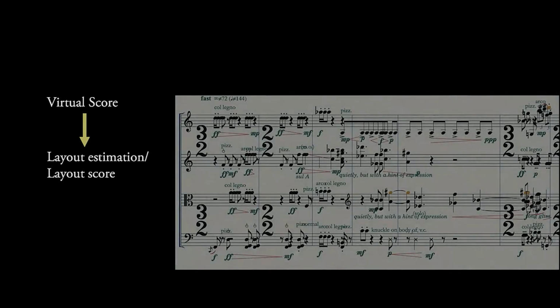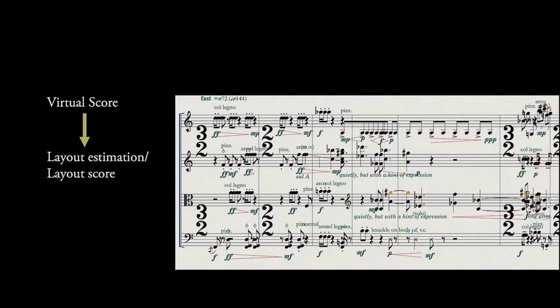From the virtual score, we need to figure out, okay, how is this going to look on the page or on the screen? And so we perform layout estimation, and we create a laid out score where it's not just notes inside of an array or a list or something like that, but actual positions on a page. And this involves some technologies that we'll be getting to in the class. Here's an example of very poor layout estimation.